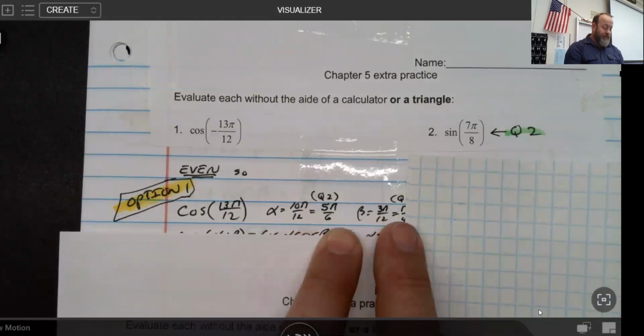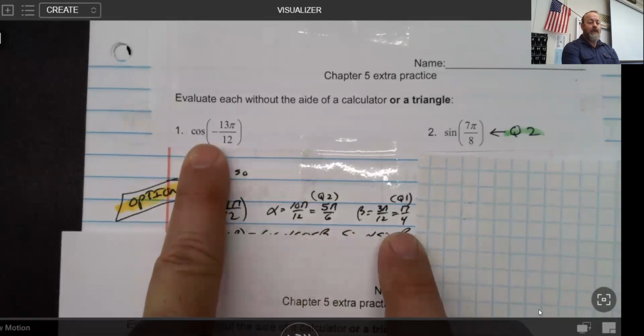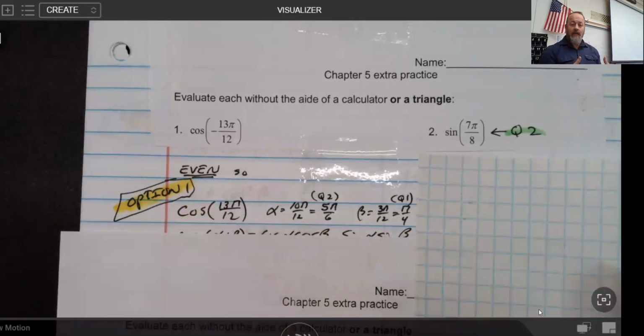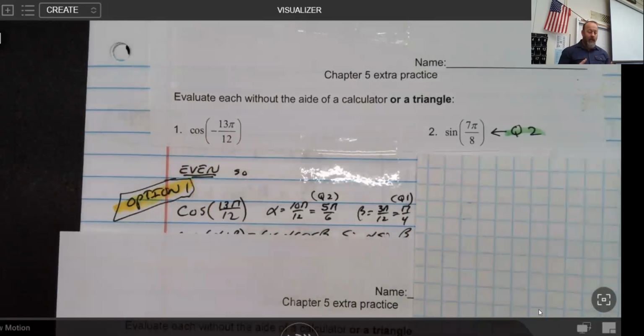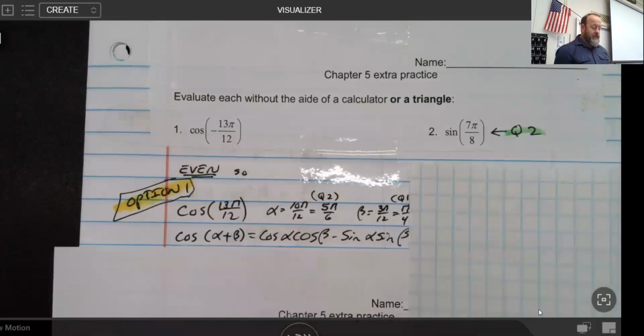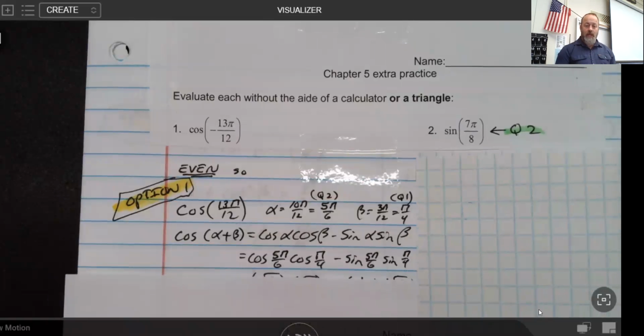So 10 twelfths and 3 twelfths reduce very nicely to 5 pi over 6 and pi over 4, which are values that we know. You'll also notice that this says the cosine of negative 13 twelfths, and I did the cosine of positive 13 twelfths. Because the cosine is an even function, I can throw that negative away and not worry about it. Since I picked alpha and beta in a way that I add them together, I wrote down my identity for the cosine of alpha plus beta, where I chose alpha to be 5 pi over 6 and beta to be pi over 4.